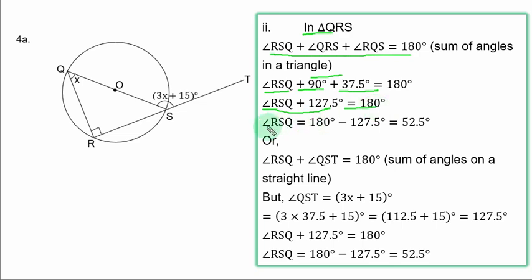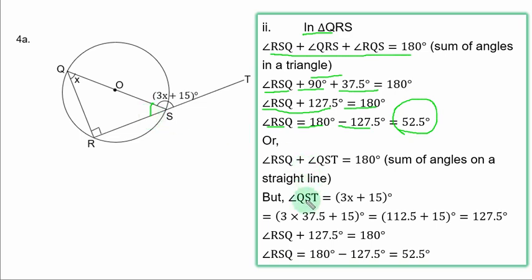Collect like terms: angle ROSQ is equal to 180 degrees minus 127.5 degrees, and that is 52.5 degrees.